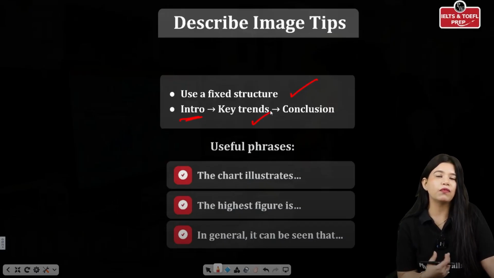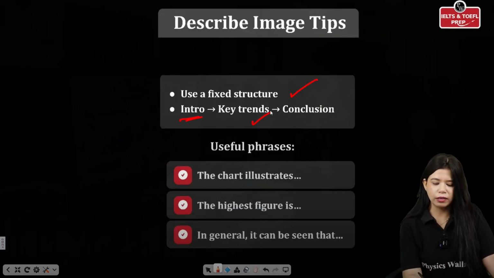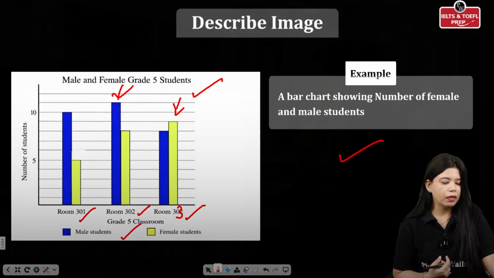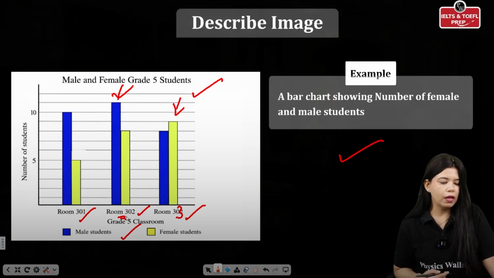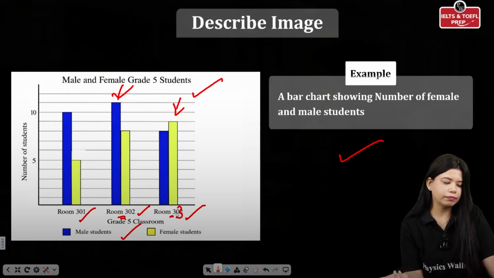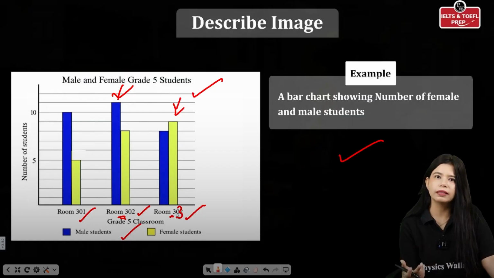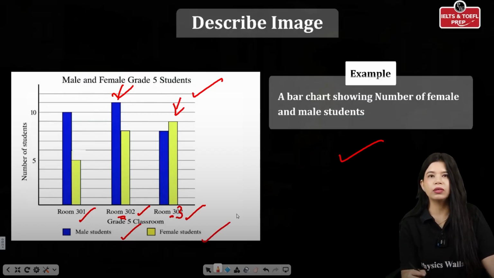In key trends, if you are given a line graph, you can simply talk about, let's say, increasing trend or decreasing trend. If you are given a bar chart, something like this, notice the highest and lowest points. For example, the highest number of male students are in room 302, which are more than 10, whereas the least number of male students are in room 303, which are somewhere around maybe 8. Right, so we need to include highest and lowest, include data also, and similarly you will talk about female students also. That would be the key points.